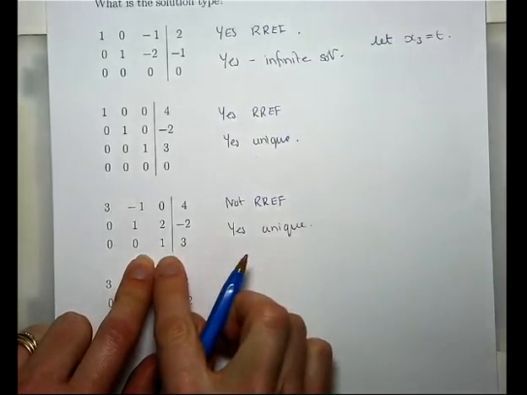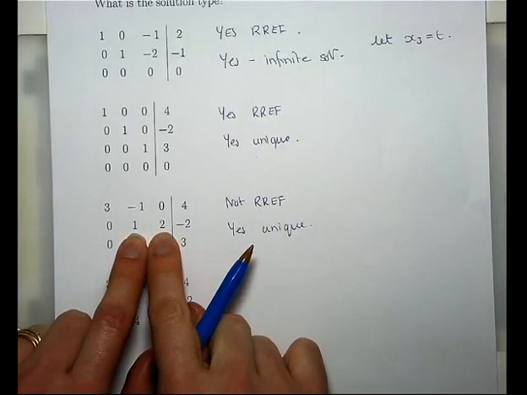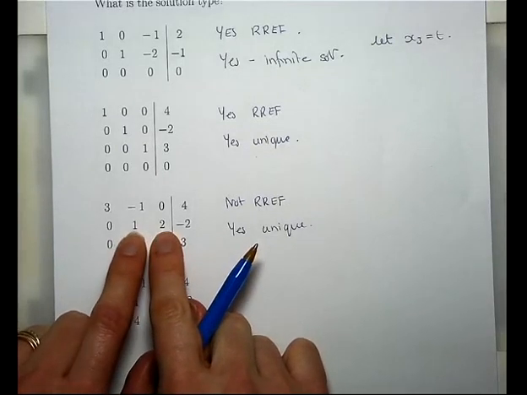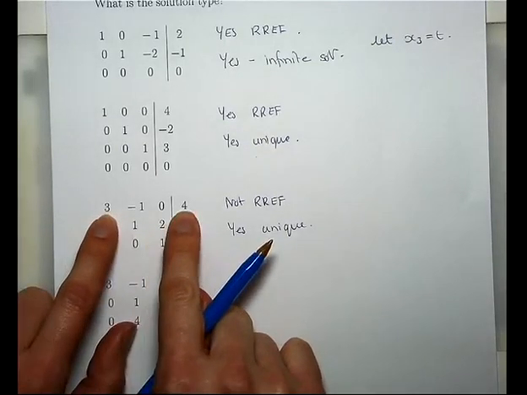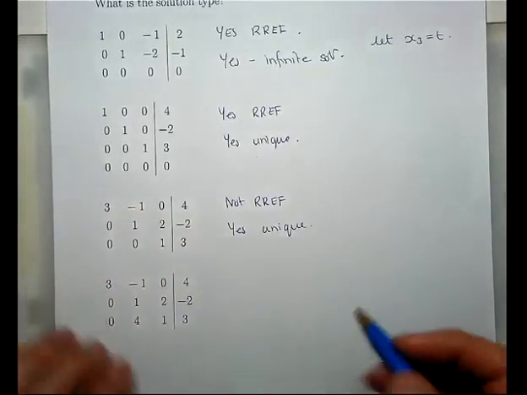In this bottom row here, I could say that x3 is equal to 3. And in this row, I could use the x3 to figure out the x2. And in this row, I could use the x2 to figure out the x1. Okay, so there's just one, unique.